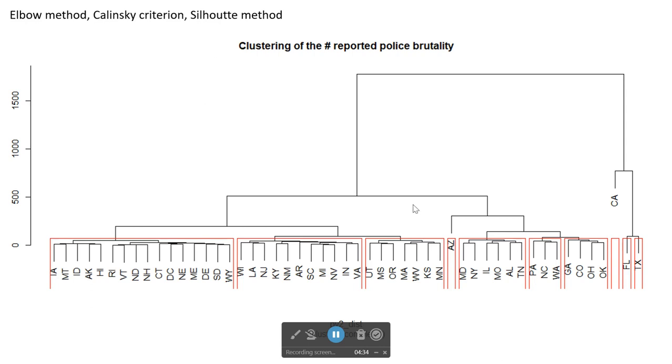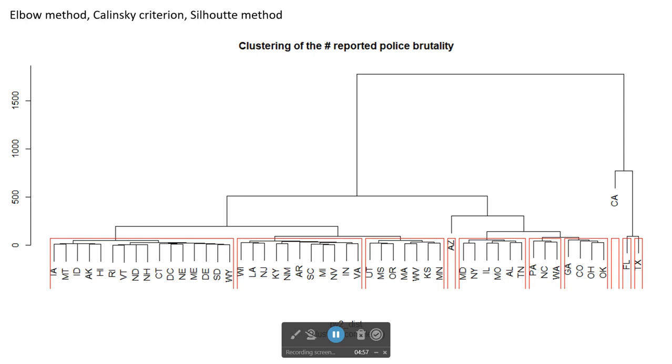So this is a graphical depiction of hierarchical agglomerative clustering. In this case, we try to cluster the different states in the US based on their reported number of police brutality incidents.